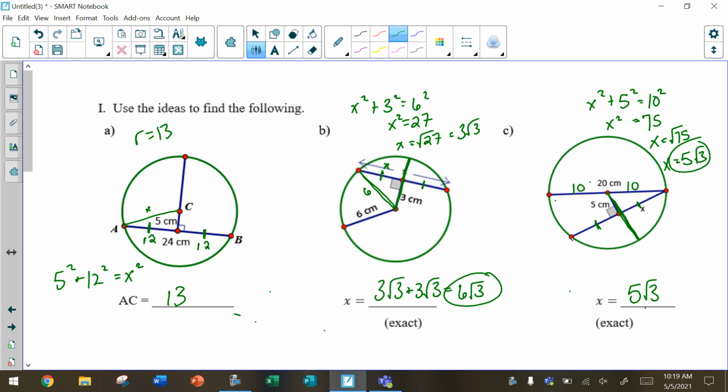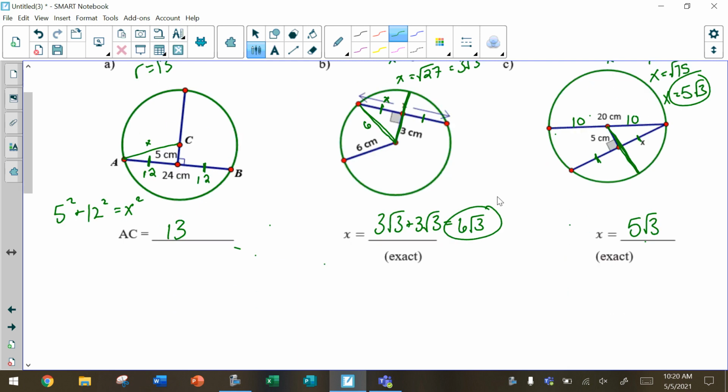So those are just a couple examples using the idea that when a radius is perpendicular to a chord, it is bisecting the chord. All right? So that's the first property of today. All right.